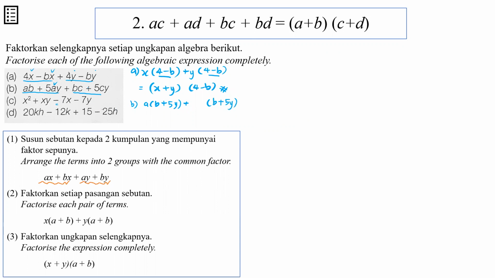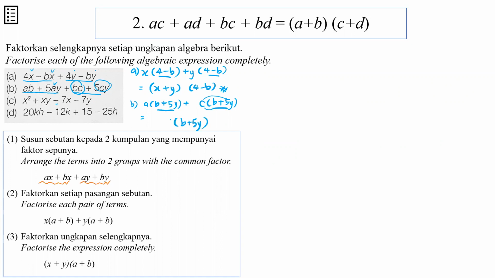Now I work backwards. How do I get back bc? I must multiply with c. And double check the second term, 5y times c. Do I get back 5cy? Yes. Therefore, definitely it will be correct. If it is correct for the first one, it will always be correct for the second one. So now we find a common factor, b plus 5y.